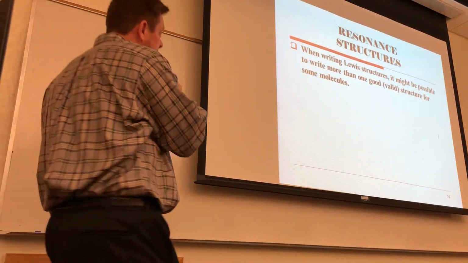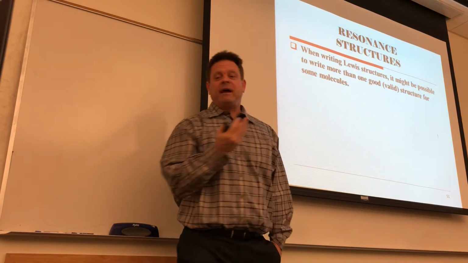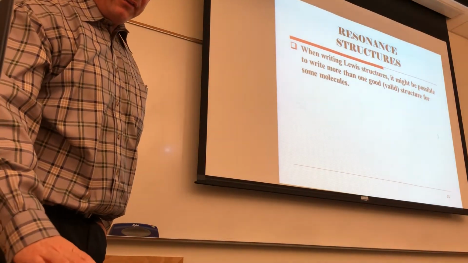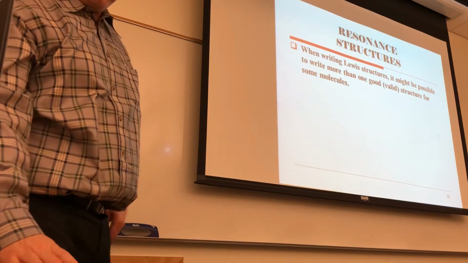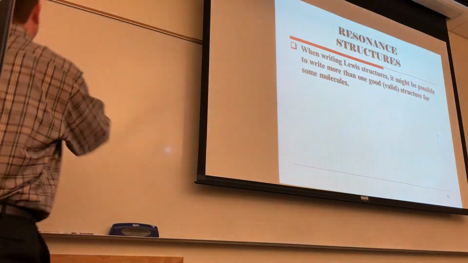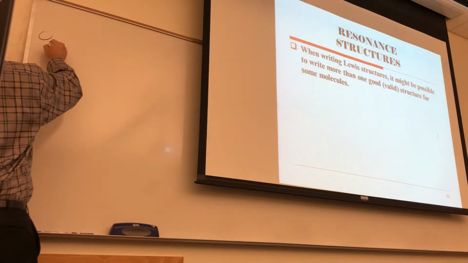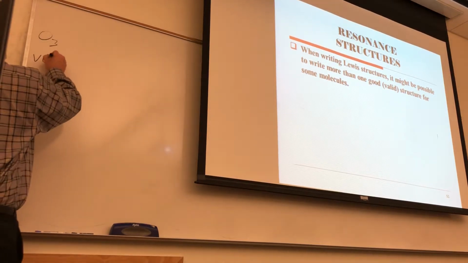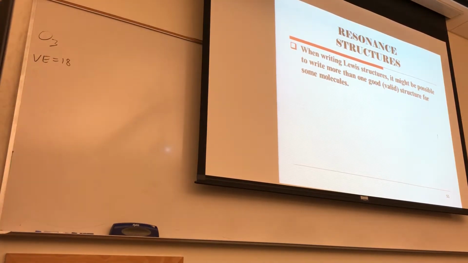Okay, now, sometimes you could have more than one Lewis structure that's valid. So I'm going to introduce it like this. If I take O3, let's draw the Lewis structure for O3. How do I do that? How many valence electrons? 18. What's the center atom?